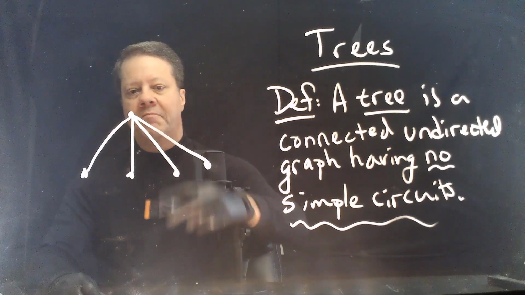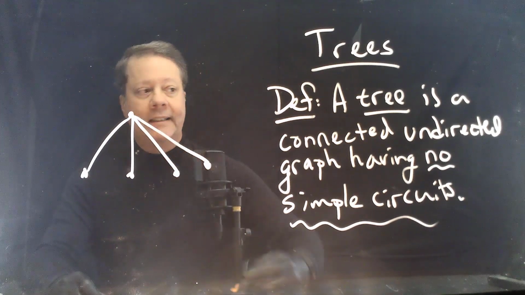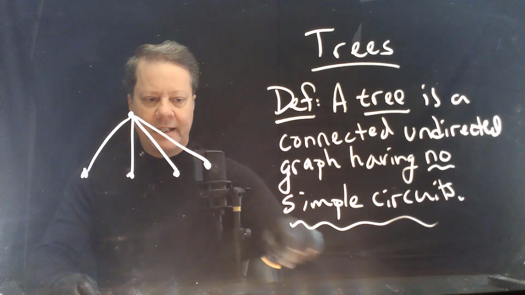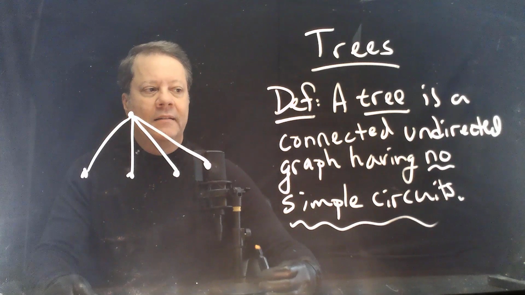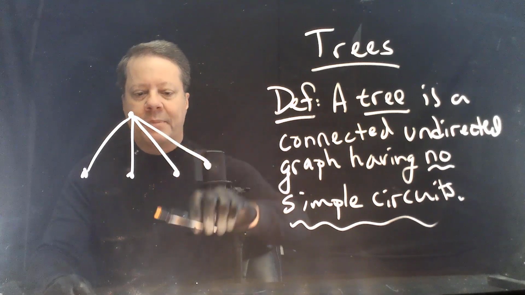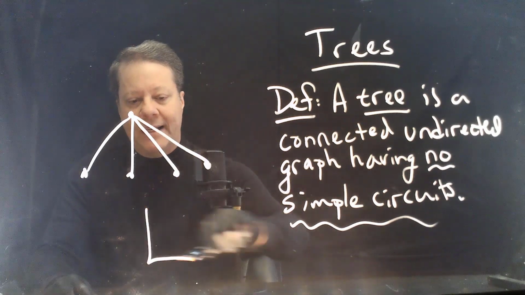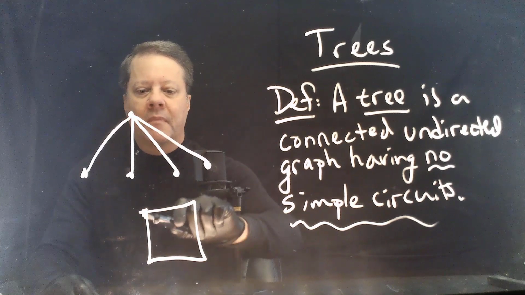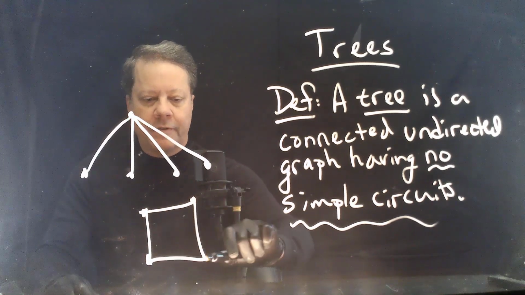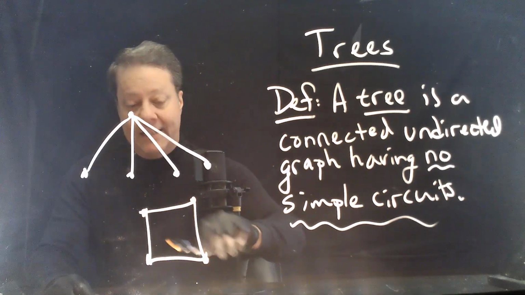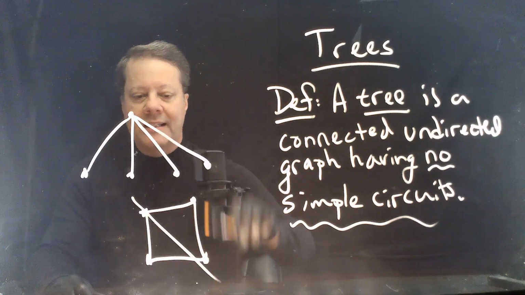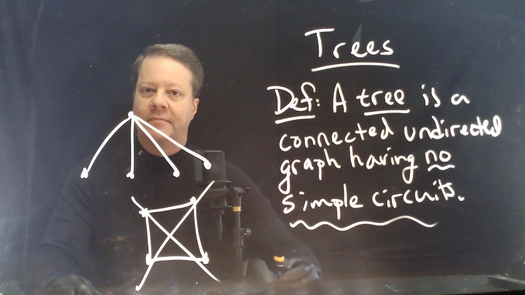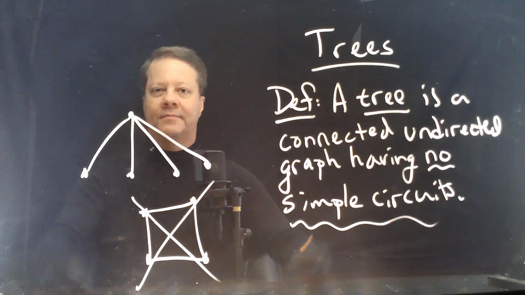You can see this is connected, so you don't have something disconnected over here from this piece, undirected graph, but it doesn't have any simple circuits. Let me give you one that has a simple circuit. The cyclic graph of order 4 here definitely has a simple circuit. So this is not a tree, whereas this one is.